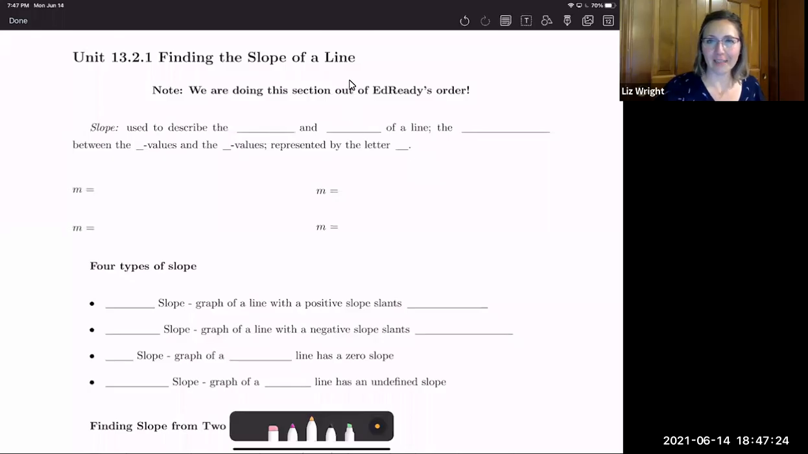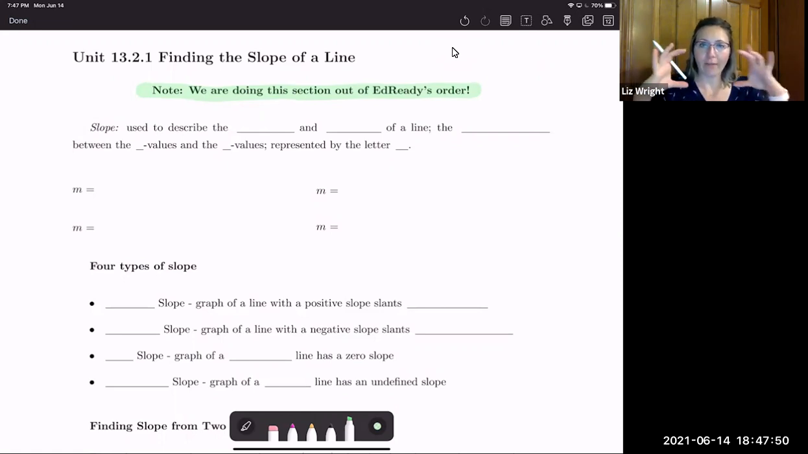Hi everybody, in this video we are going to be talking about unit 13.2.1, which is finding the slope of a line. And then I would maybe highlight this because we are doing this section out of EdReady's order. So if this topic is coming right after coordinate plane, then if you're looking in the graphing unit, finding the slope of the line is going to be a couple topics down. I think it goes coordinate plane and then graphing, and then it does slope, and then it does writing the equation of a line.